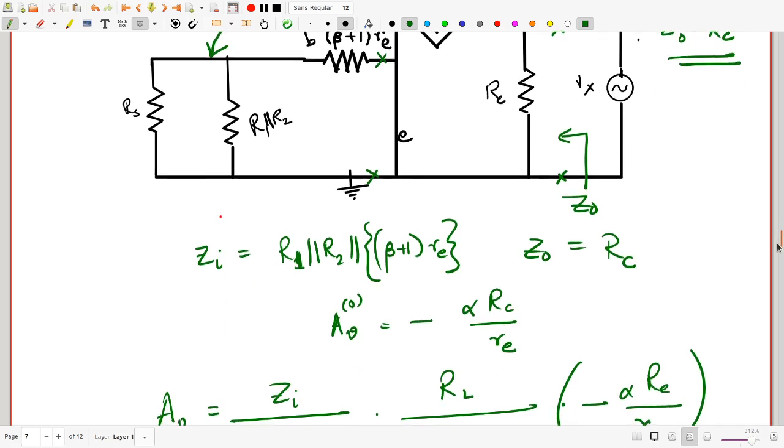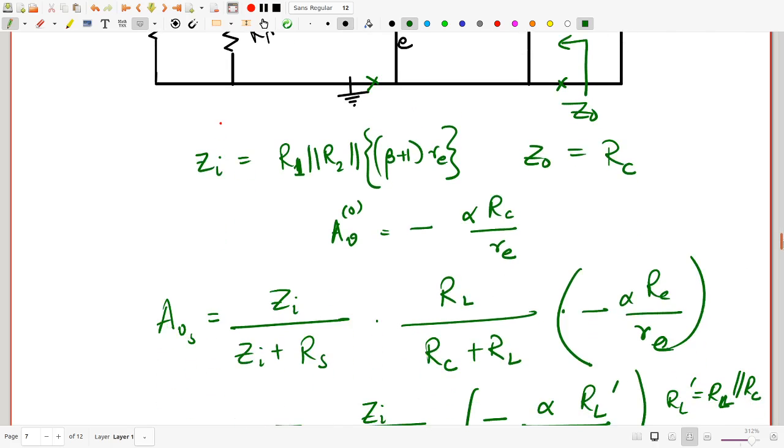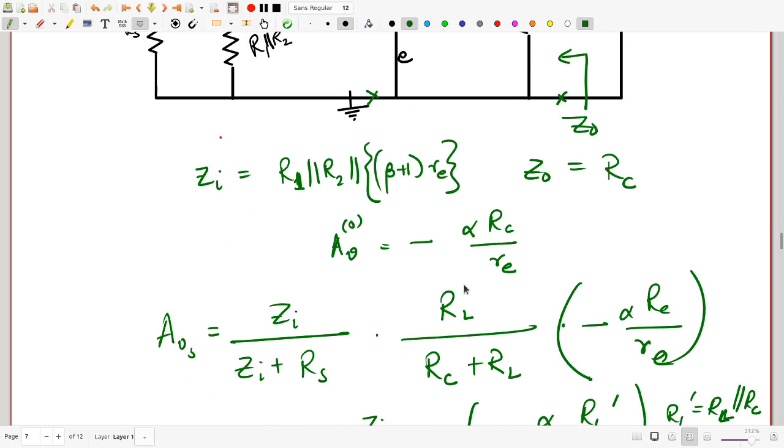So what is AVS? AVS essentially is this AVO factor, minus alpha RC by RE, times a factor because of the voltage division in the load side. This is really RL by RL plus ZO, but ZO is RC, so I have just replaced that. And on this side you have Zi by Zi plus Rs. I've just kept Zi because I just didn't want to write this complicated expression here.